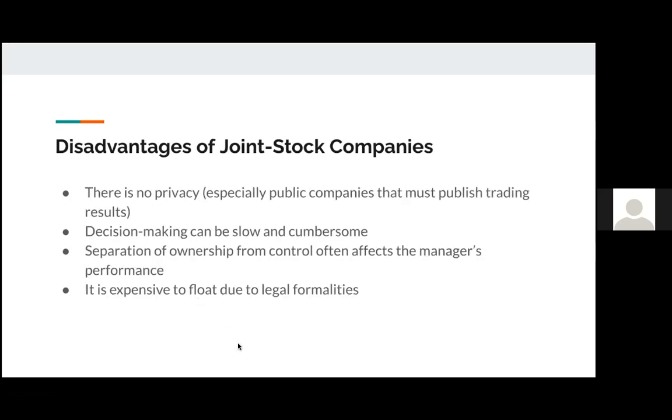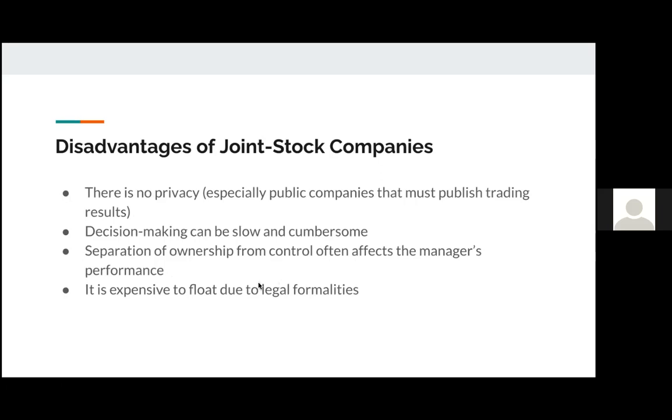But then, like I said, with all advantages come some disadvantages. You don't have privacy, especially with the public limited liability companies that must publish their trading results. Because you have anywhere from 2 to 50 in the private and 7 to, like, over 1,000 in the public, decision-making can be slow and cumbersome.